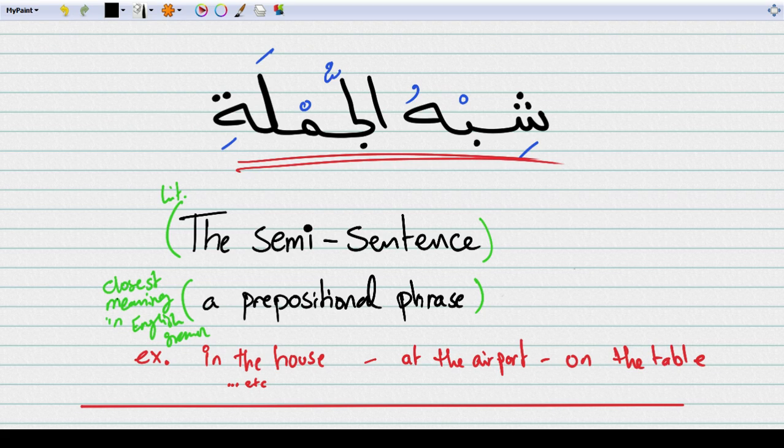So someone would ask you, for example, where's the book? You say in the house or on the table. It's not really a sentence, but it gives the meaning that you need to deliver, right? So this is a prepositional phrase, and it has its own grammar in Arabic, and I'm not going to go through the exact grammar, but I'm just going to explain an overview in general.